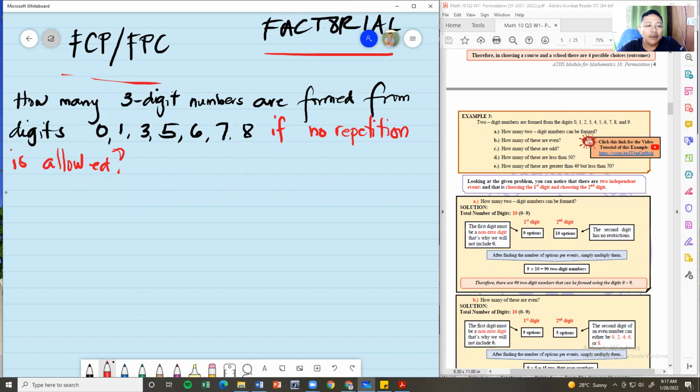Ayan. What if bawal umulit? So, what do I mean? 1, 3, 5, 135 is a 3-digit number and there's no repetition. Is 133 part of these 3-digit numbers given this restriction? Yes or no? Of course not. Why? Because your 3 repeated. And that's a big no-no because it says here, no repetition is allowed. Can you follow?